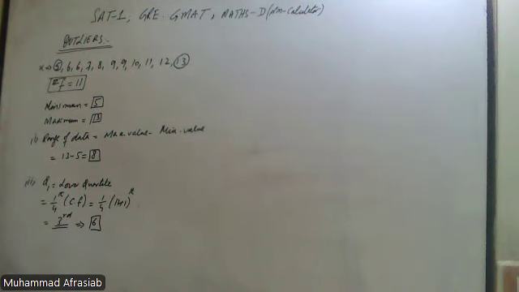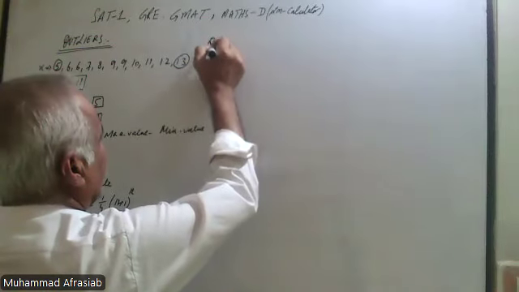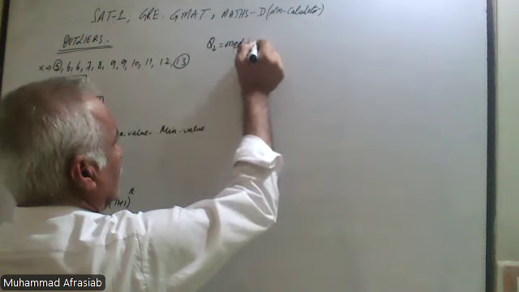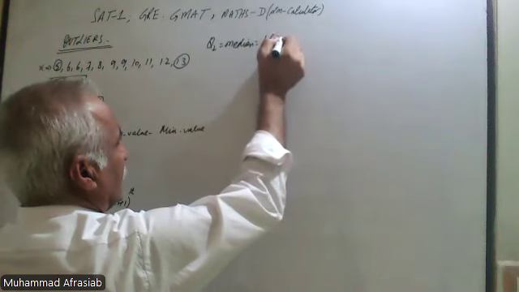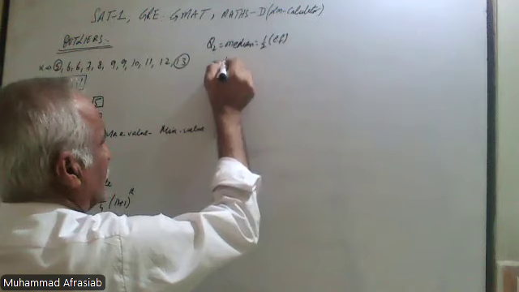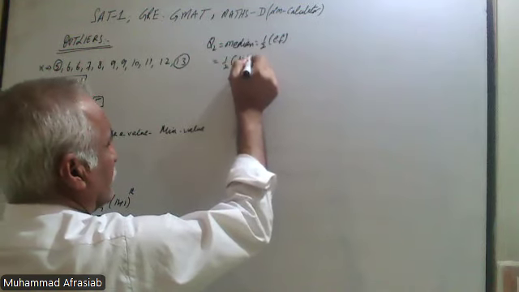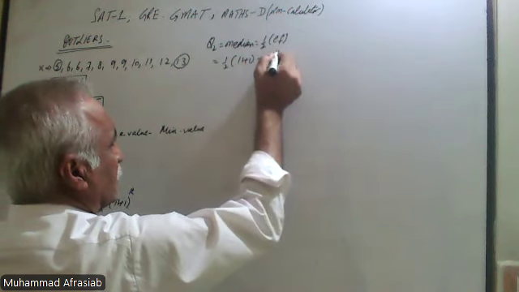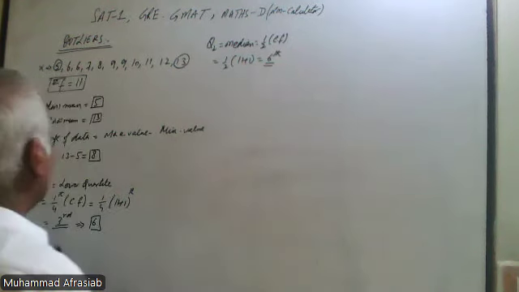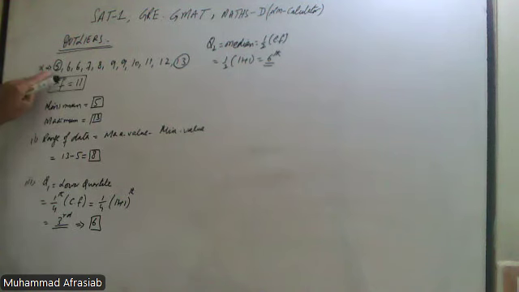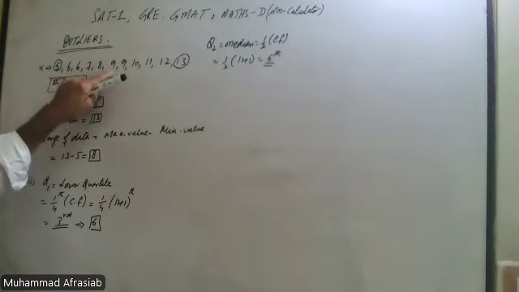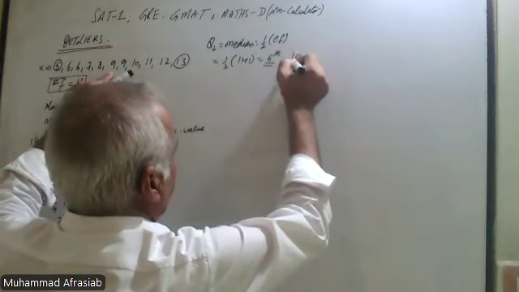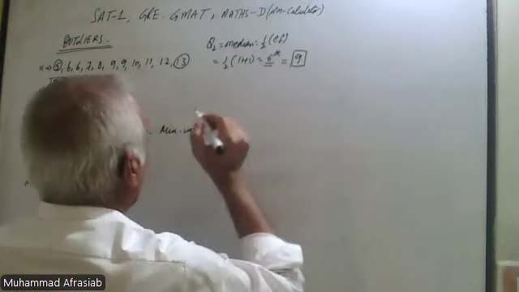Now we will find the median. Q2 stands for the median, which is half of the cumulative frequency. So it is half of (11 plus 1) because it is an odd number. So your median would lie at the 6th position. Counting 1, 2, 3, 4, 5, 6, the value there is 9, so the median is 9.